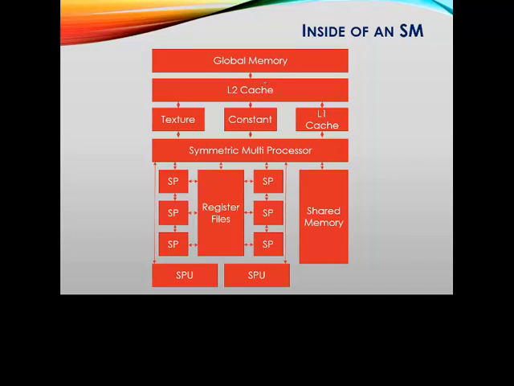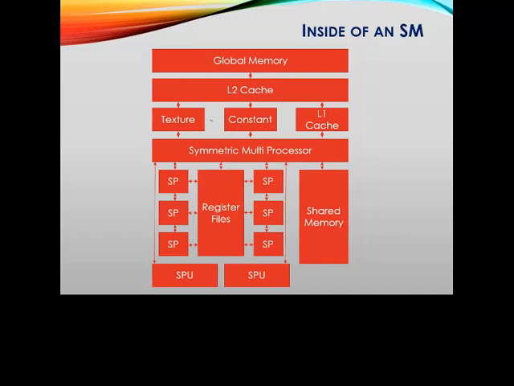Most streaming multiprocessors have an onboard level 1 cache, which is much faster, but also has a very, very, very small unit of memory that you will have access to, in order to speed up some of your memory reads and memory writes.